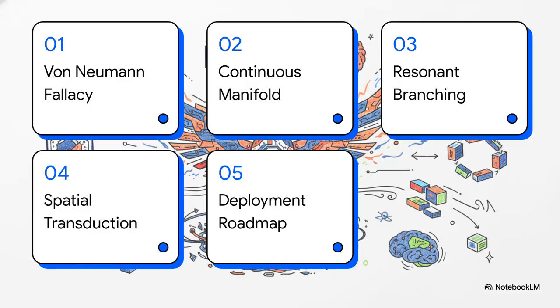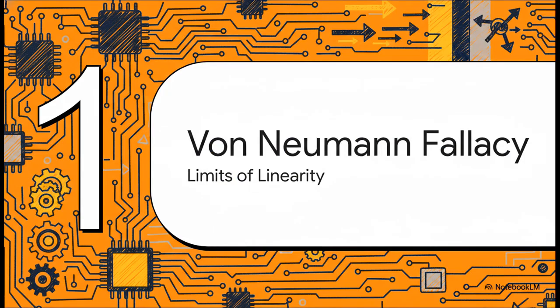To really wrap our heads around this radical shift, we're going to map out 5 crucial steps. We'll look at the von Neumann fallacy, continuous manifolds, resonant branching, spatial transduction, and then wrap up with the deployment roadmap. So, starting off with part 1, the von Neumann fallacy and the limits of temporal linearity.